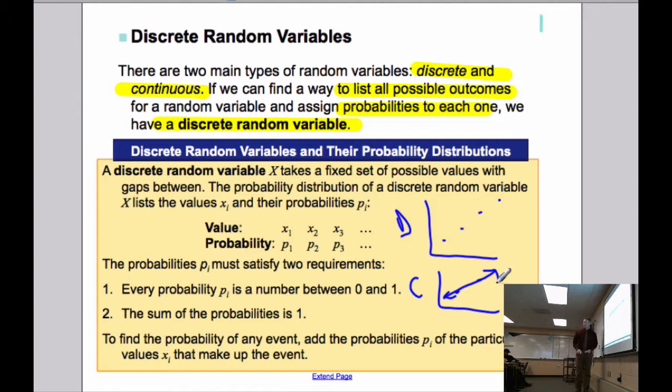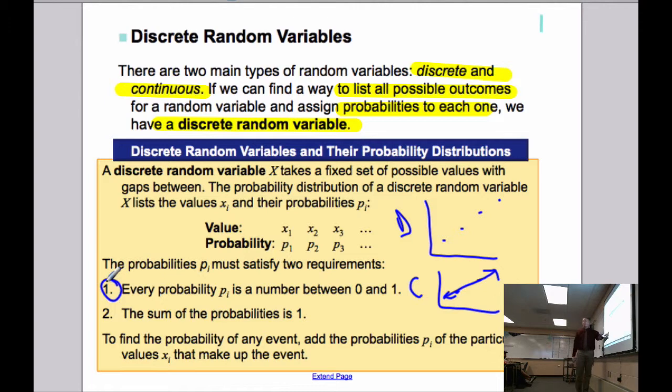Couple of things, and this is nothing new. Every probability is a number between 0 and 1. On the test, we had a lot of people going through and saying the probability is 42%. No, it's not. The probability is 0.42.